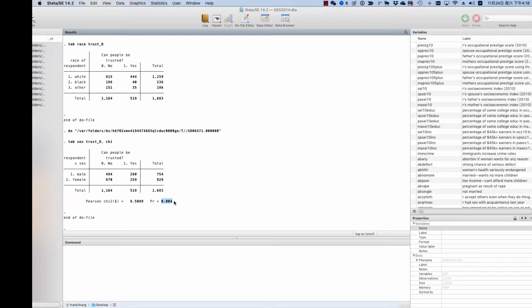That means for the entire US adult population, it's highly likely that respondents' biological sex and general trust level are not statistically independent. This conclusion could be wrong, but the probability of making a type 1 error is only 0.004. This is how to read the output of Stata for a chi-square test.